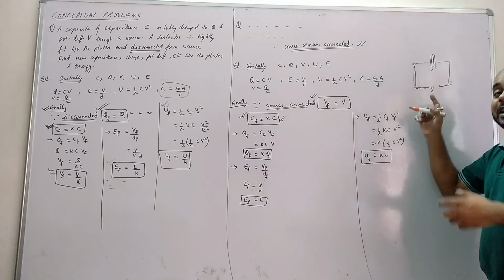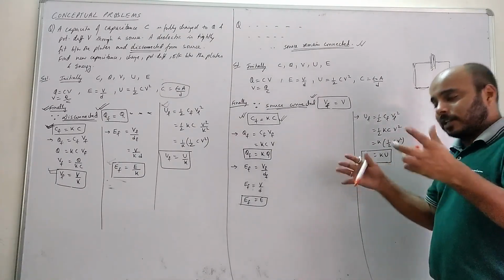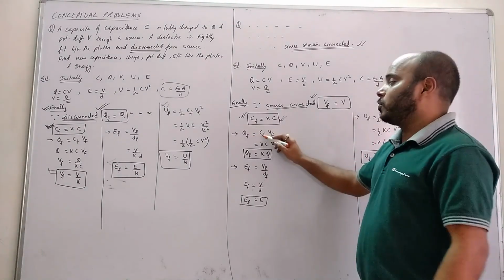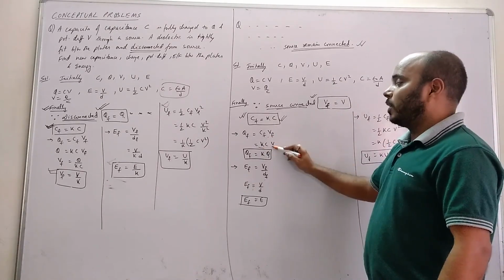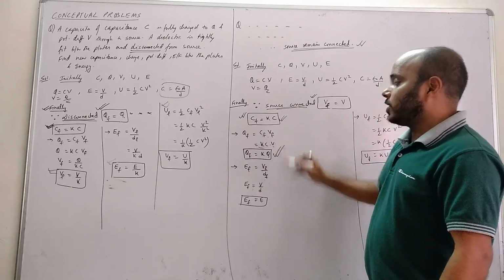Charge may increase, may decrease, that depends on it, but charge will change. Why? Because it's connected with the source. So now what's the job? Apply the formula. Q_f equals C_f V_f, C_f we got, V_f we got. We apply the formula: K times CV. What is CV? Initial charge. So charge is increasing by K times.